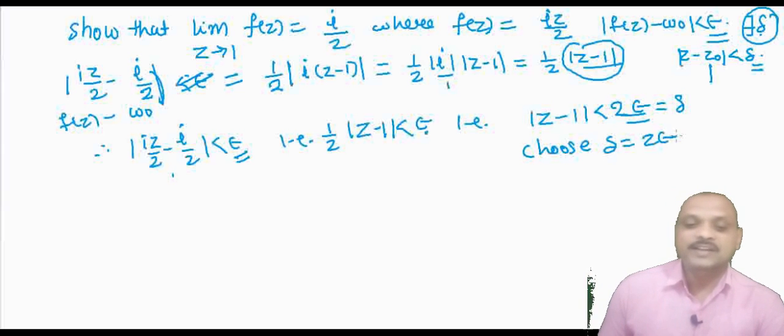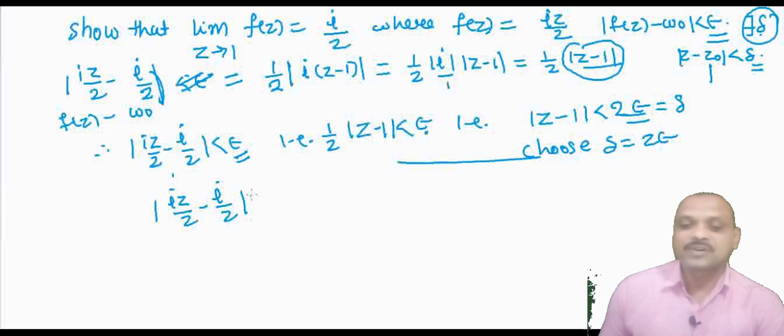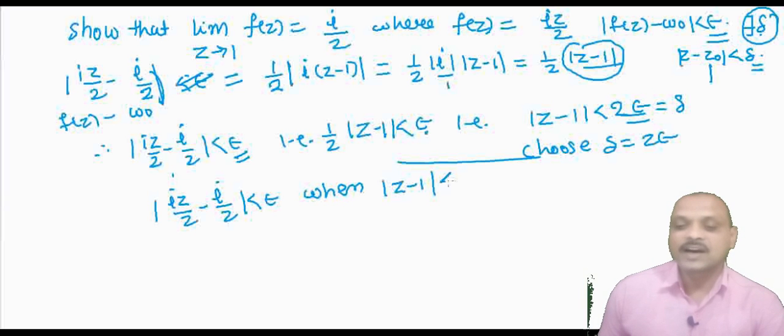So we get that we have a delta value whenever |iz/2 - i/2| is less than epsilon, whenever |z - 1| is less than delta. What is delta? Delta is 2 epsilon. So the condition is satisfied.